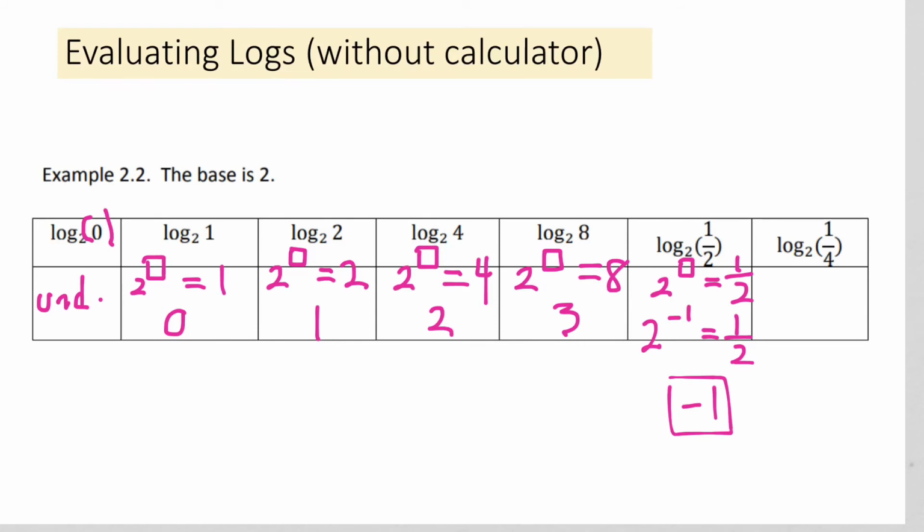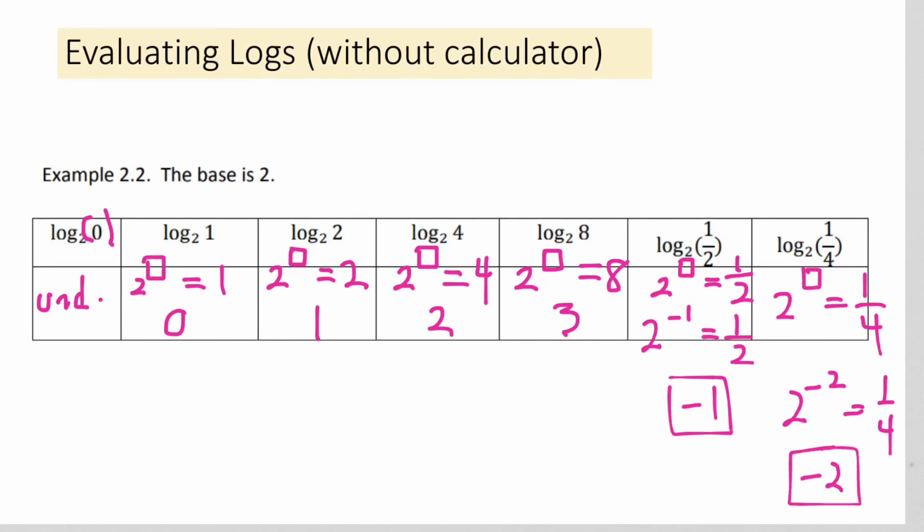All right, so let's look at this last one here. 2 to some power is going to cause a 4 to occur in the denominator. First of all, I have to square 2 to get 4, and then I would have to put a negative on it to get it to go down below. So the answer is negative 2. So I would write 2 to the negative 2 power is equal to 1/4. So my log is the exponent, which is negative 2.